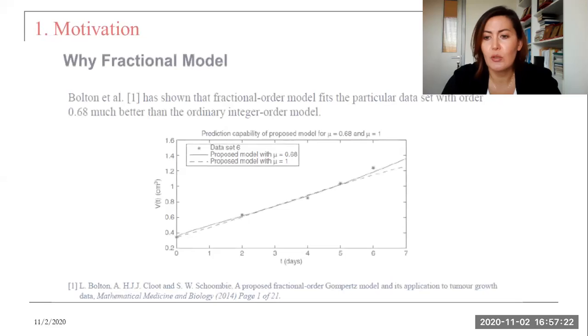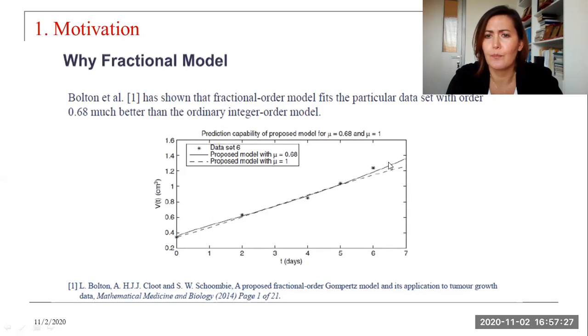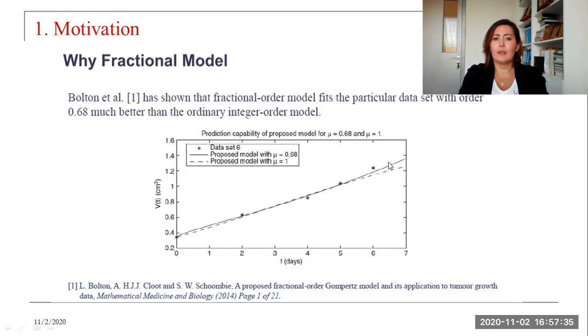Okay, so let's start with the motivation part. Here, firstly, I selected a few results recently published in the literature, and they are all related to mathematical biology. First of all, in the figure, you see the model output for the fractional order Gompertz model, which is used to describe tumor growth. It was published in 2014 by Bolton and his colleagues. And they show that the fractional order Gompertz model, where the order of the derivative is 0.68 instead of 1, gives much better results than the classical one to catch the real data.